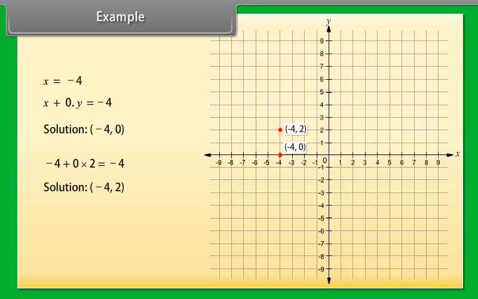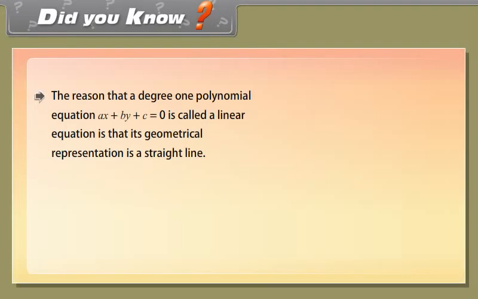And this becomes a linear equation in 2 variables. So the equation reduces to x is equal to minus 4. So we get the first solution of the equation, that is (-4, 0). Since the value of y can be anything, the other solution of the equation is (-4, 2).